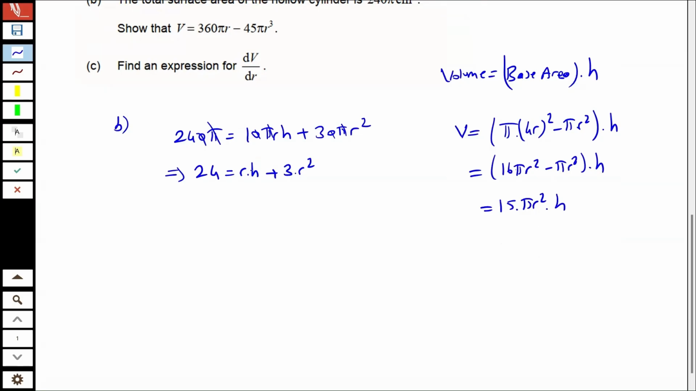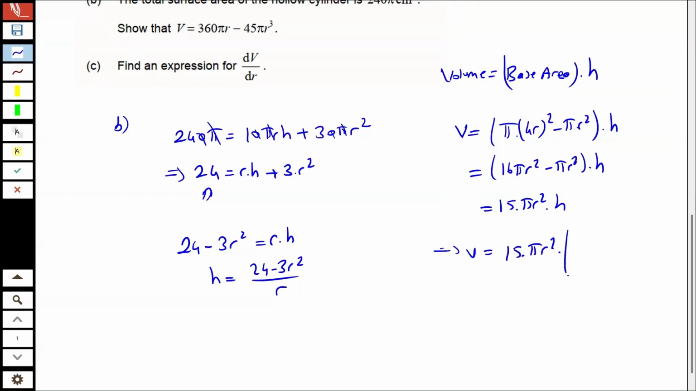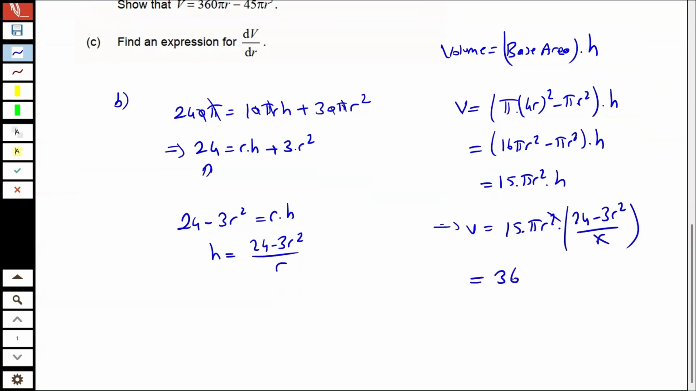So I need to write h in terms of r from this equation. We're gonna use 24 minus 3 times r square equals r times h. H equals 24 minus 3 times r square, over r. I will use it in the volume formula. In this case, volume equals 15 times pi r square times 24 minus 3 times r square divided by r. We can cancel r in here. And then 360 pi r minus 45 pi r to the third power, yeah.